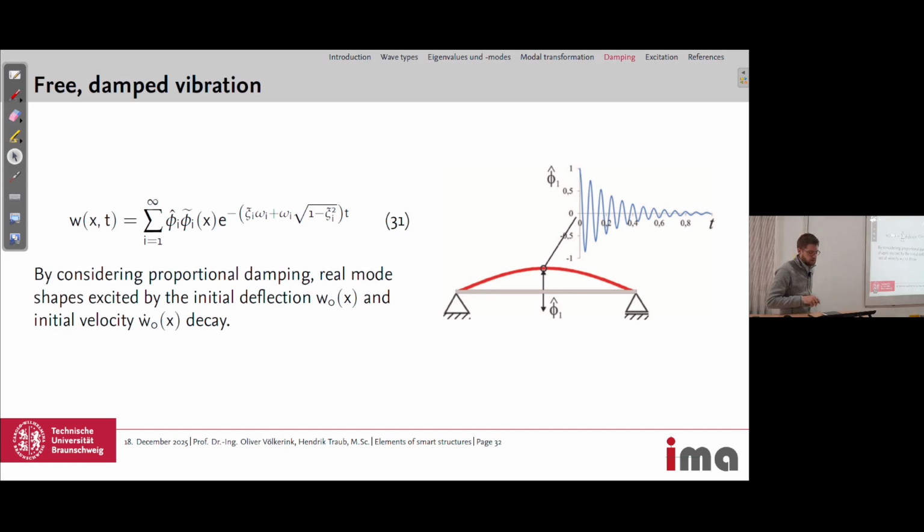We could also include damping. We will not dive deep into it, just to give you an impression of how this would work. We have the description of the standing waves with a factor for the amplitude. Then we can include in the modal coordinate a damping factor, and if we would excite this structure like this, then the oscillation would decay due to the damping of the structure.